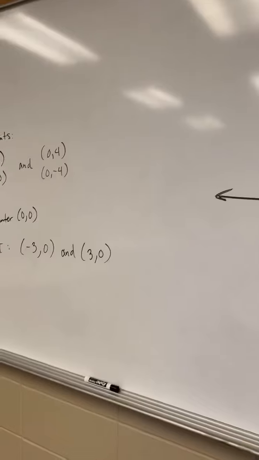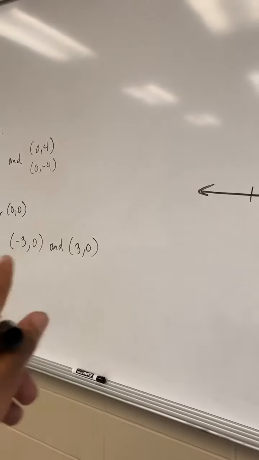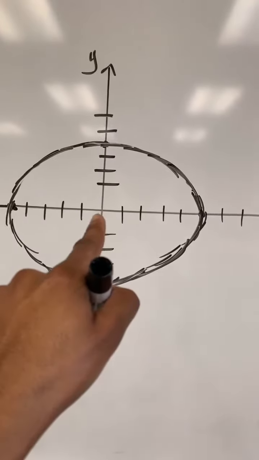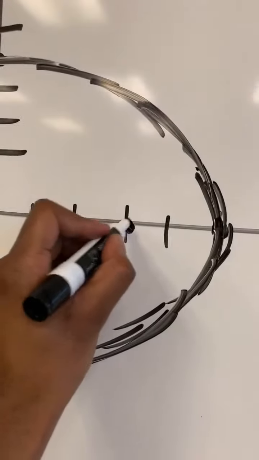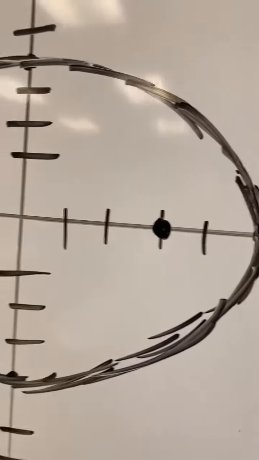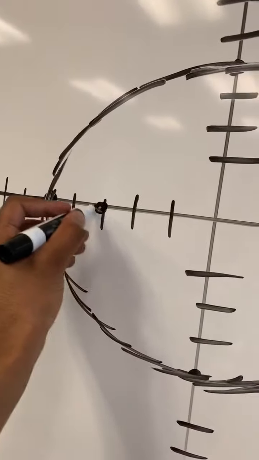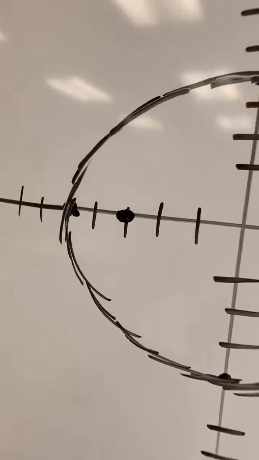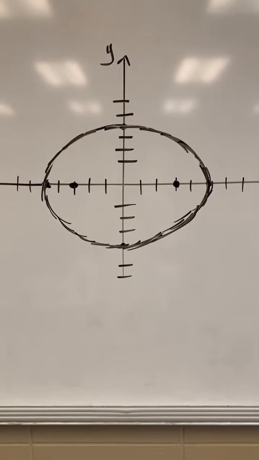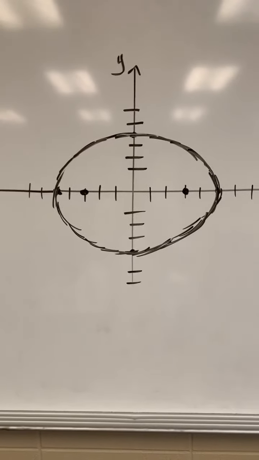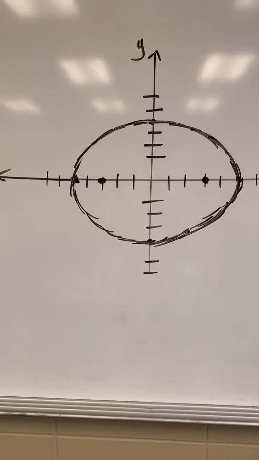Now the only thing left to do is get my focus points. 3, 0, negative 3, 0. 3, 0 means I go over 3 times. And there it is here. And then the other one is back 3 times. 1, 2, 3. There it is. And there they go. And that should be exactly what we were able to get on the computer screen, calculator screen, or whatever software that you use.